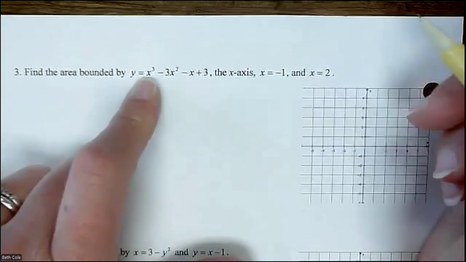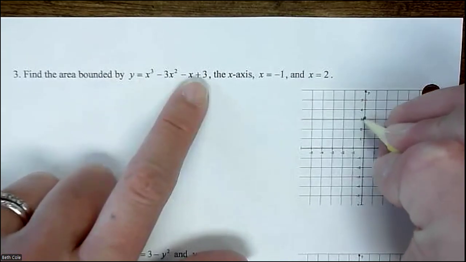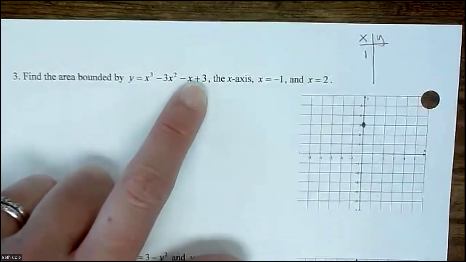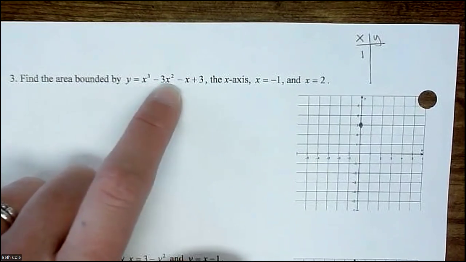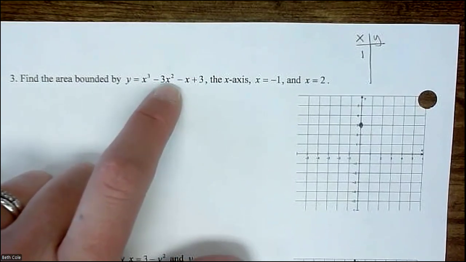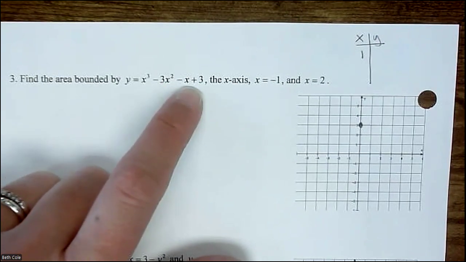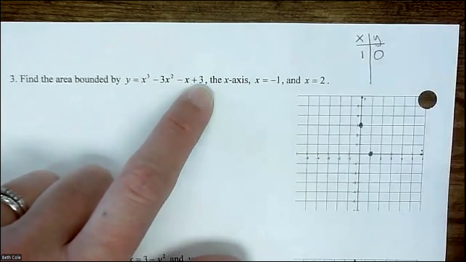What would be the easiest value to plug in? I would say 0 would give you 3, but next on the list would be 1. I'm just going to make a table off to the side. You plug in 1. Let's see. 1 minus 3 would be -2. Minus 1 would be -3 plus 3 is 0.